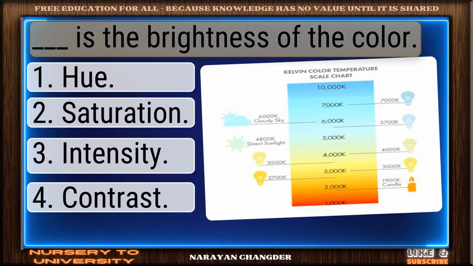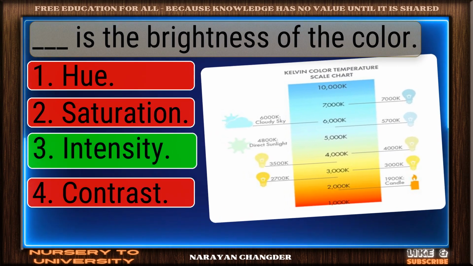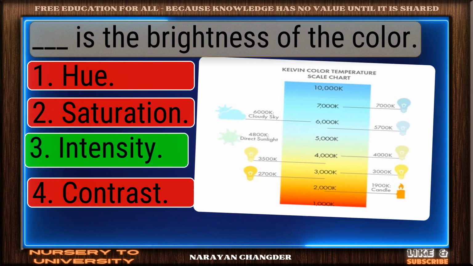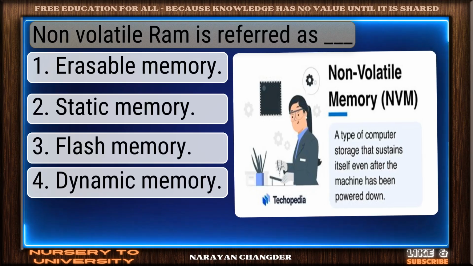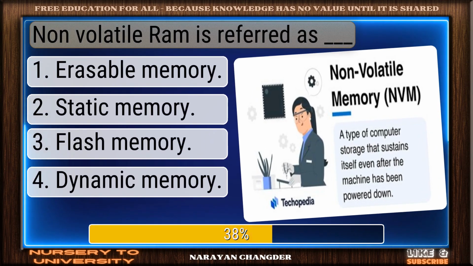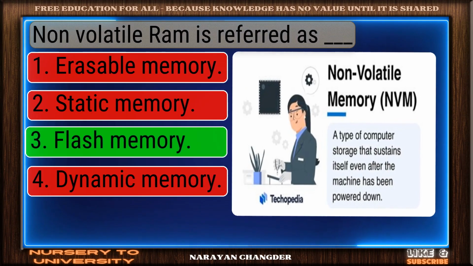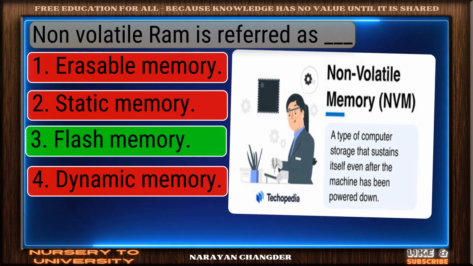Dash is the brightness of the color. Smart pick. Intensity is the correct choice. Non-volatile RAM is referred to as dash. Perfect. Flash memory is the correct choice.